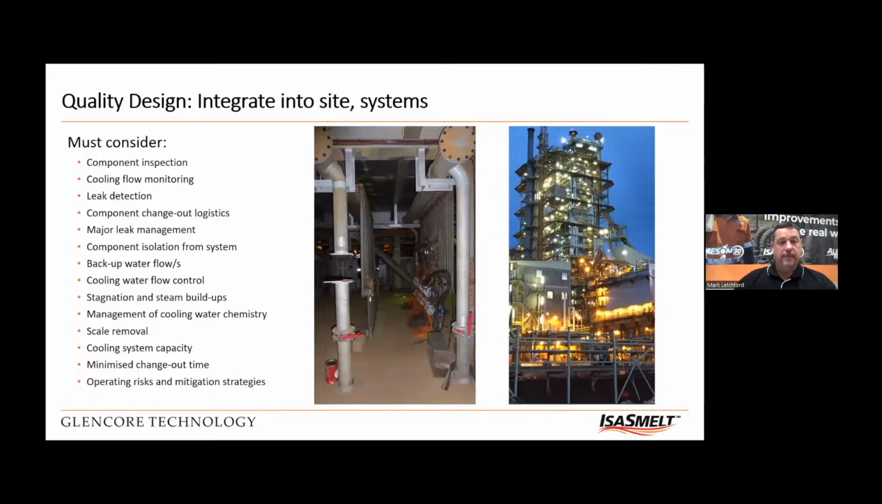The fourth stage of the fourth step of the design stage is to integrate into site and systems. I won't read all of these here, but it's pointless having a copper element that works beautifully, but if the water supply is not reliable, it's not worth much. So all of these issues need to be inspected so that flow is guaranteed and backup flows are supplied, and that things can be inspected and changed out easily and safely, and that people can see what it's doing and monitor its performance.